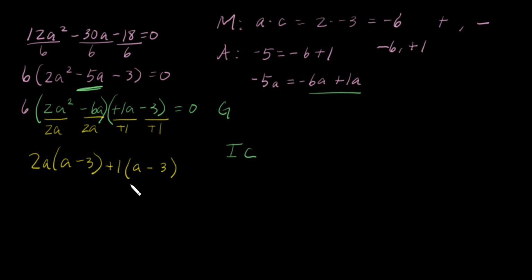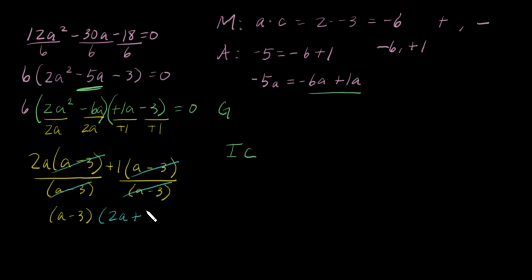And then we have in these two terms a minus 3 in common. Divide by a minus 3. Divide by a minus 3. You can simplify that. So you end up with a 2a plus 1 equals 0.